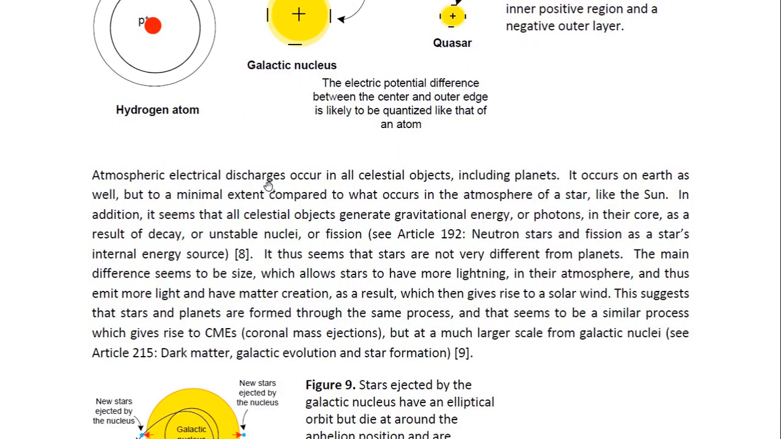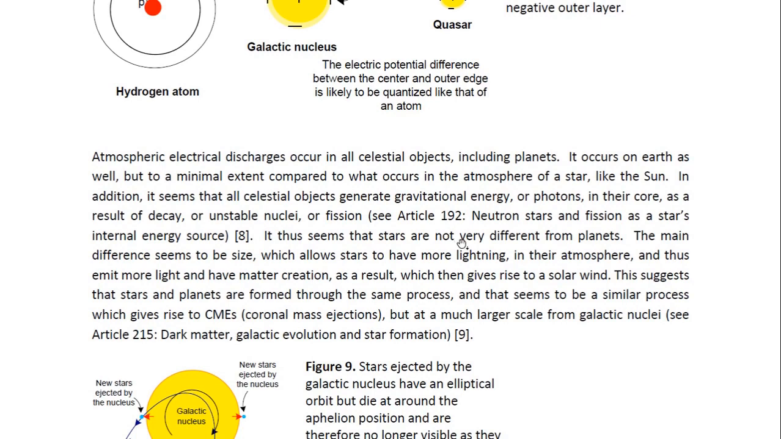Now, atmospheric electrical discharges occur in all celestial objects, including planets. It occurs on Earth as well, but to a minimal extent compared to what occurs in the atmosphere of a star, like the Sun. In addition, it seems that all celestial objects generate gravitational energy, or photons, in their core as a result of decay of unstable nuclei or fission. And this is detailed in Article 192, entitled Neutron Stars and Fission as a Star's Internal Energy Source.